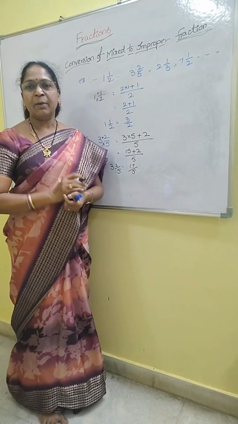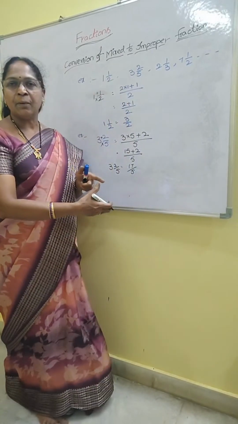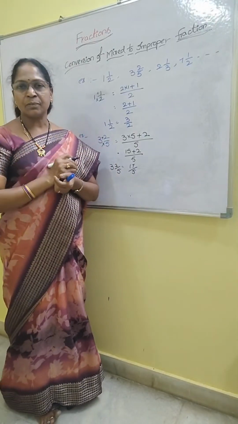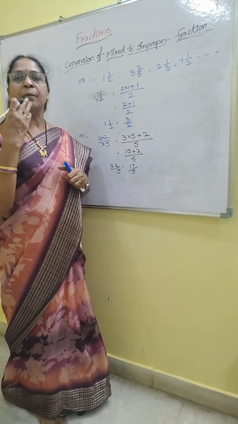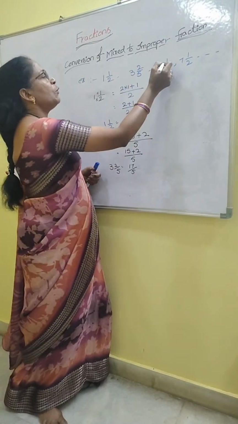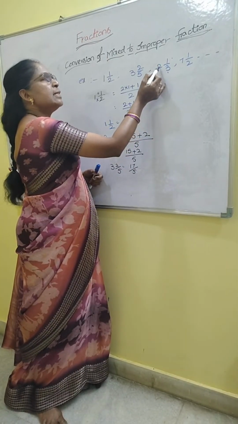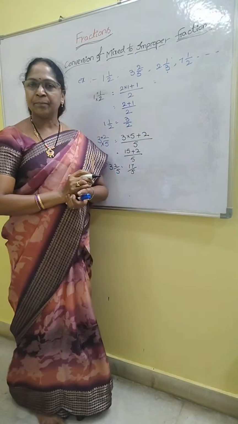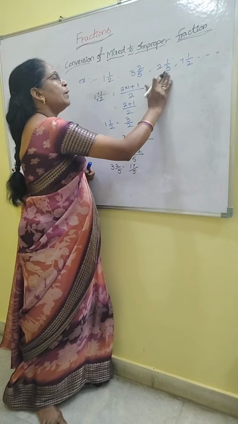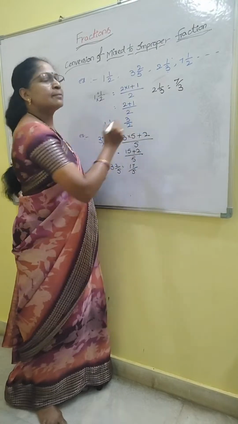But whenever you are learning the beginning stage, you have to remember like that. If you practice in this way, some more problems, more sums, then only you will be perfect. Write like this. One more: 2 1 by 3. 2 3s are 6, 6 plus 1, 7 by 3. That is the way of telling. 2 1 by 3 equals 7 by 3.